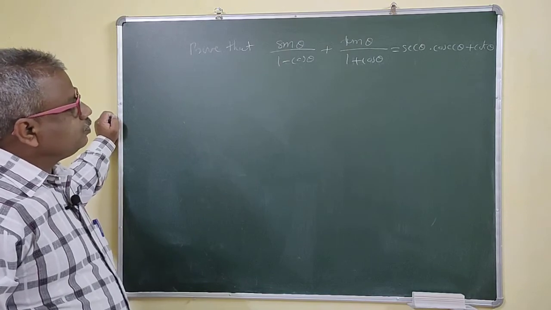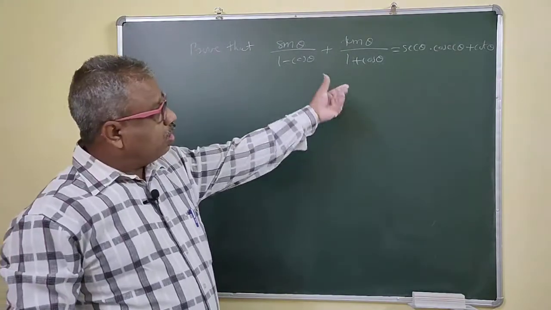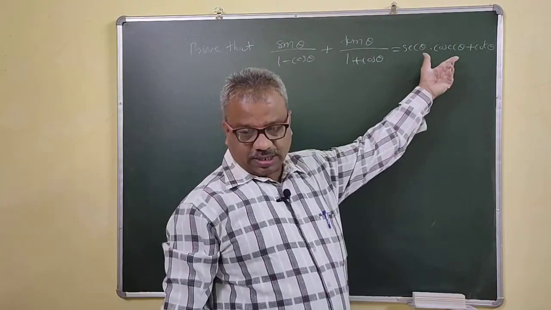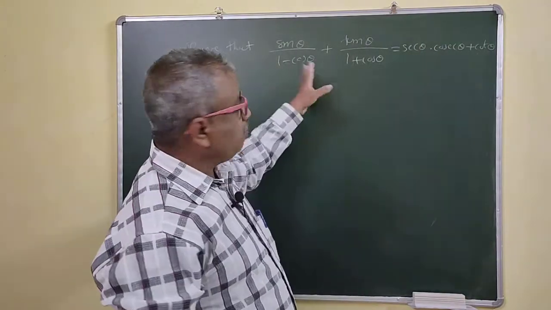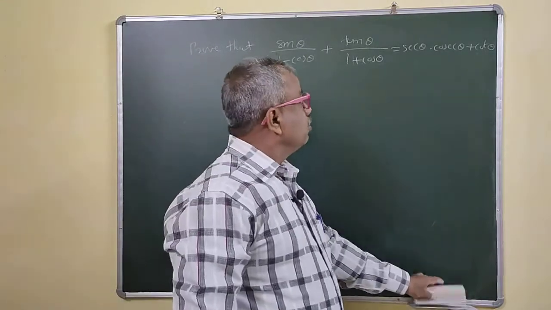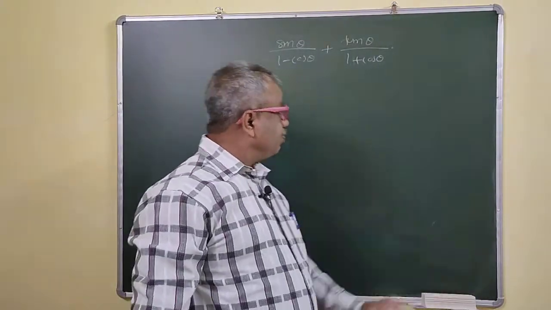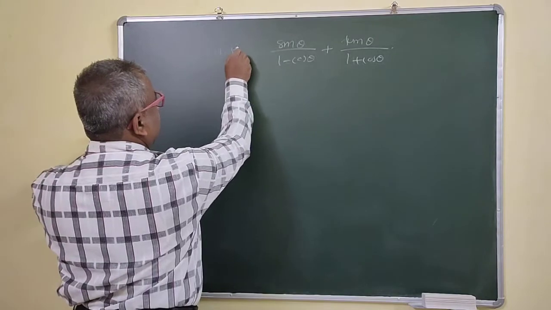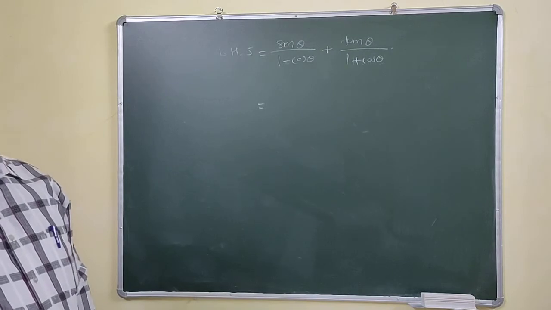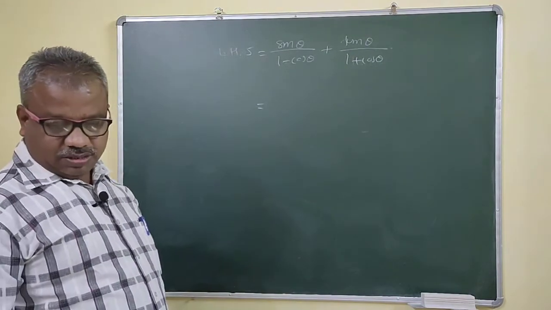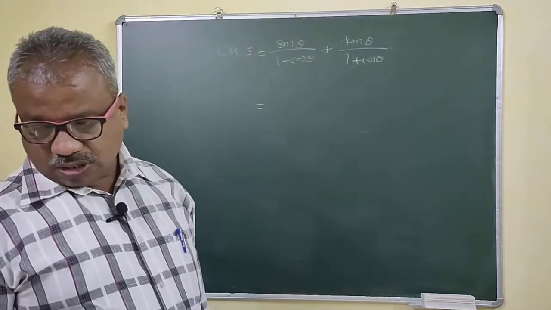So what will we do? We'll take the LHS and prove the RHS. Or if you have an idea about the RHS, you can take the RHS and prove it is equal to the LHS. But it is better to take the LHS. With the help of the RHS also we can prove it, but the LHS is better. So we take the LHS. LHS is equal to sin theta upon 1 minus cos theta plus tan theta upon 1 plus cos theta.